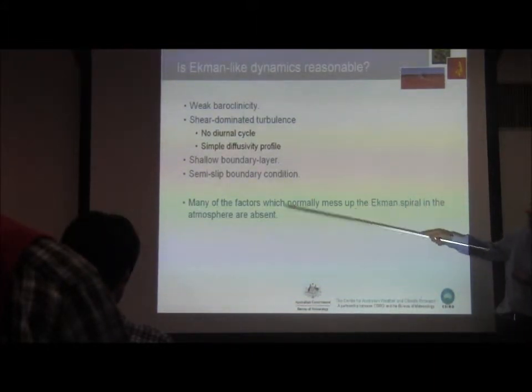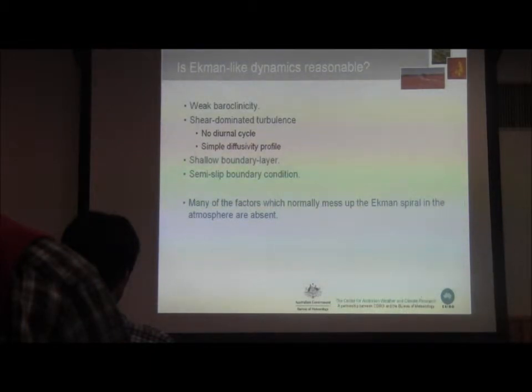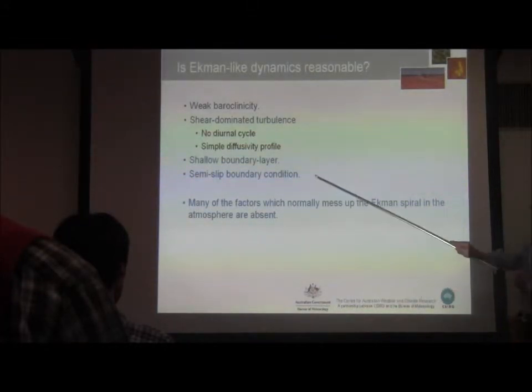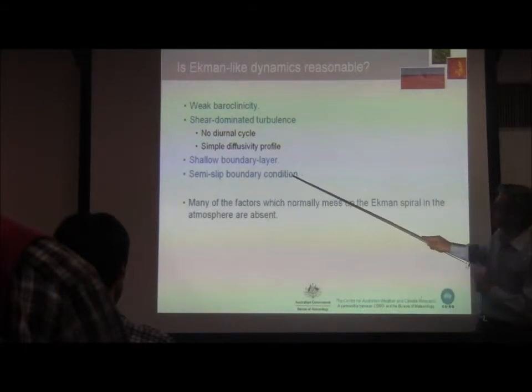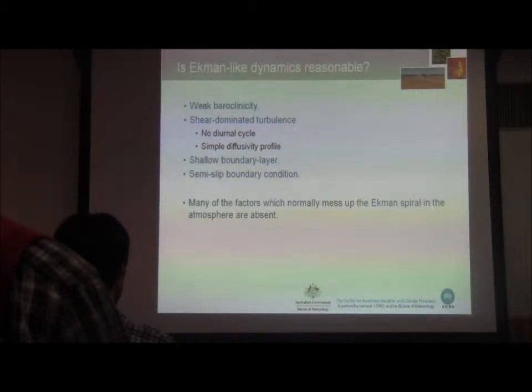Another factor which I think helps keep the dynamics close to being Ekman-like is that the boundary layer is very shallow because of the inertial stability term. With a shallow boundary layer, there's less opportunity for things like direction, baroclinic shear to upset the structure. And the fourth thing that makes it more realistic is that we've used a semi-slip boundary condition rather than no slip.